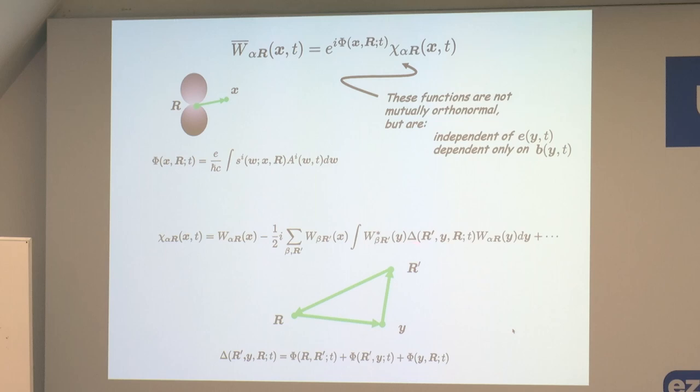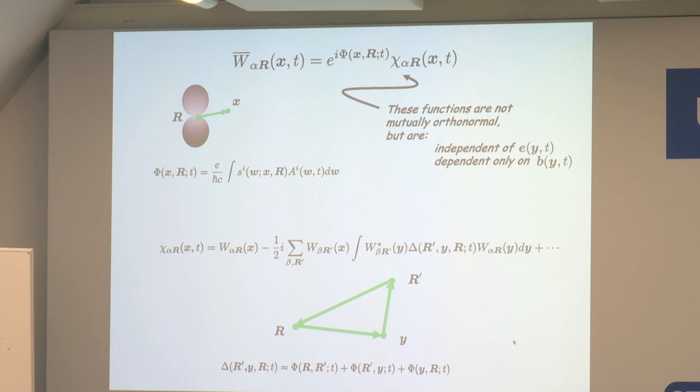And this delta quantity is these phase factors integrated from R to R prime to R. And you see this involves an integral of A around this loop. So that's going to involve the magnetic flux in here. So that is gauge independent in the electromagnetic sense. Okay? So I'm going to use these functions here as the functions in which we're going to expand our field operator. Okay? Everybody with me?